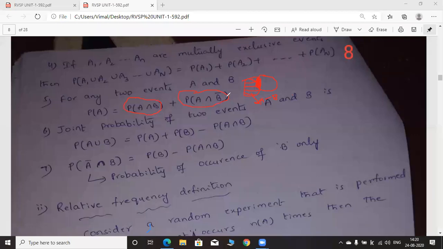You have to remember one point. B bar means complement of B. There is no B in that particular area. In this shaded area, there is no B. Only this one represents A only. There is no B in this area. So you have to add these two probabilities to get the probability of A.